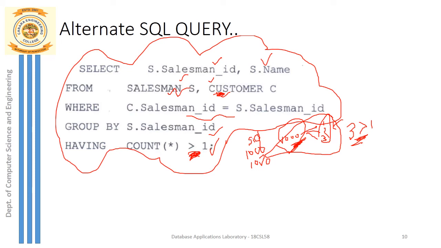So group based on the salesman ID having count greater than 1. On each such group that is formed, count is applied. On every group that is formed, the count is applied. Okay, so this is how you write an alternate query.